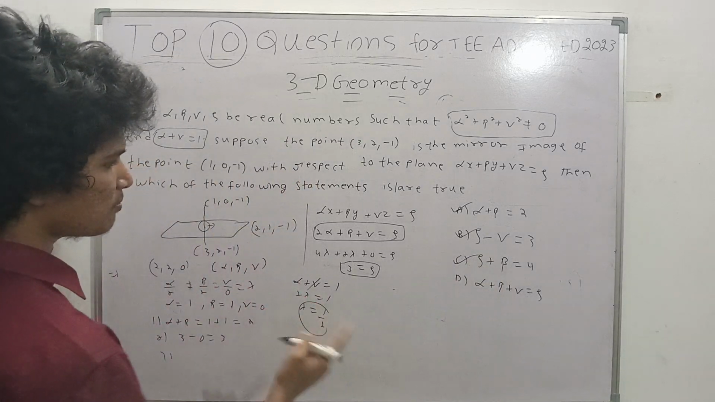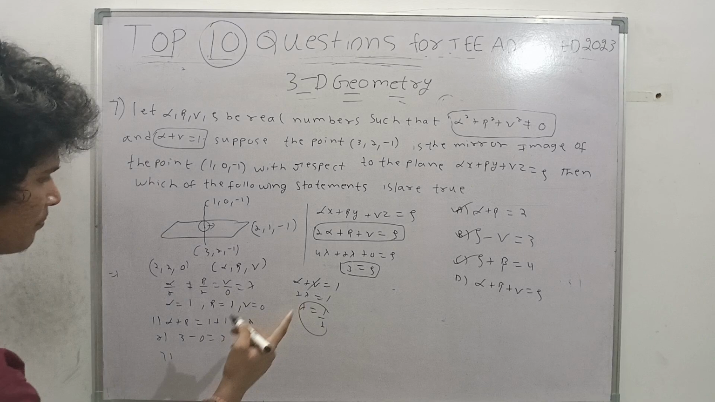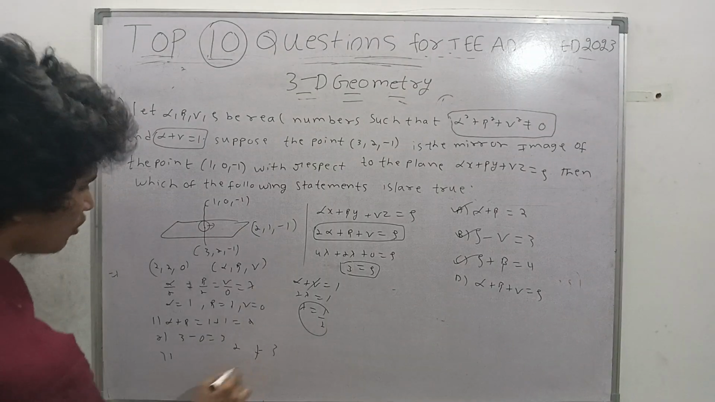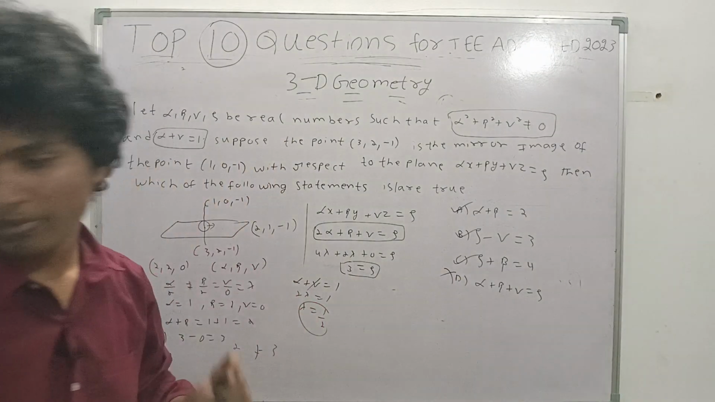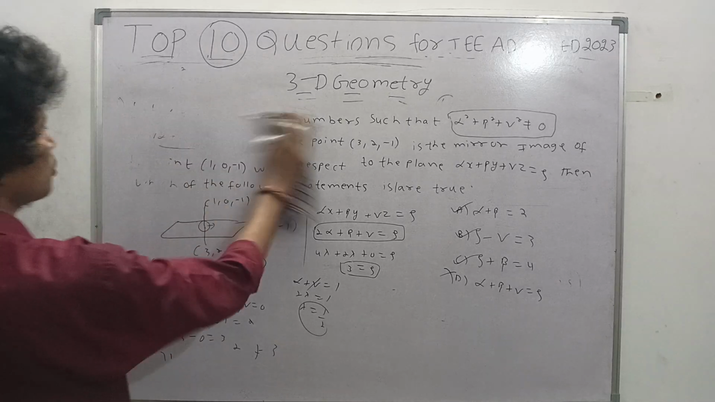And fourth option, alpha plus beta plus gamma equal to delta they given. That is 3. Alpha plus beta is 2. 2 not equal to 3. So this option is wrong. So option A, option B, option C are correct. Like this you have to solve. This is 7th question.